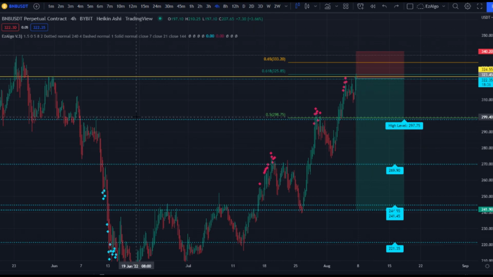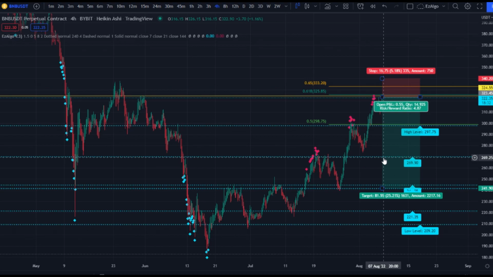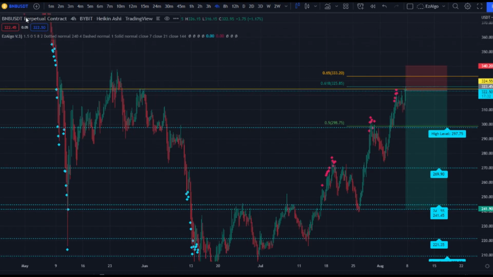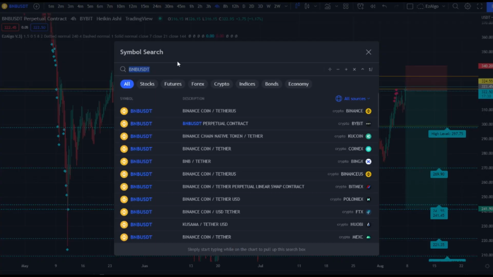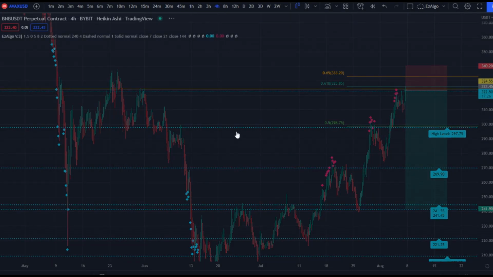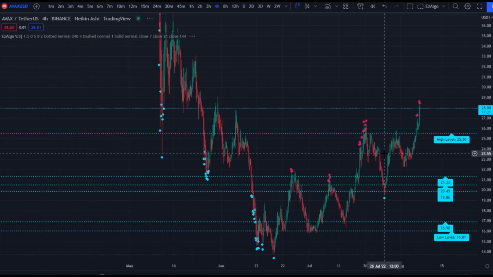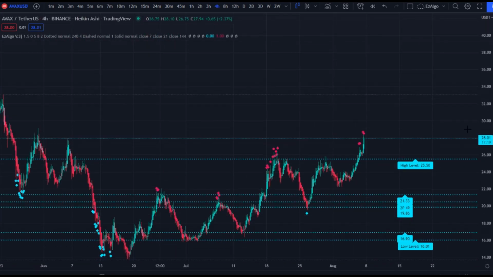But if you know me, I do think that Bitcoin itself is midterm bearish right now, so I'm only looking for short positions. I'm trying to think what other coins I can do. I'm just going to go to crypto and see what other coins I can chart up. All right, AVAX. I don't trade AVAX, and I've never charted it before. So let me see what I can do.